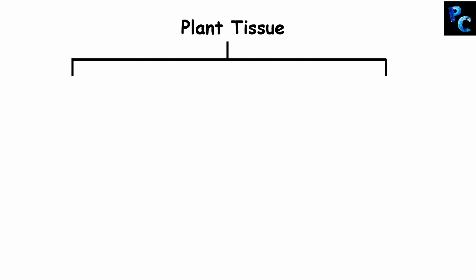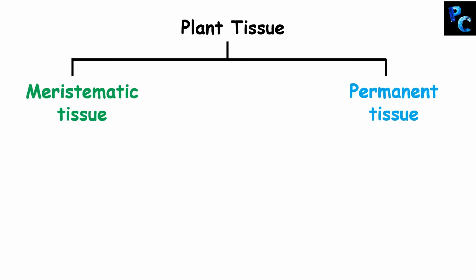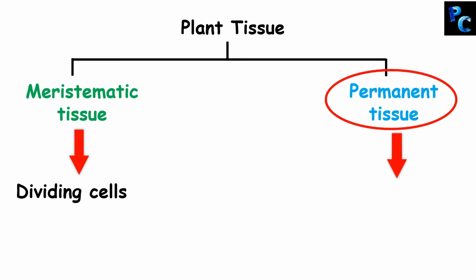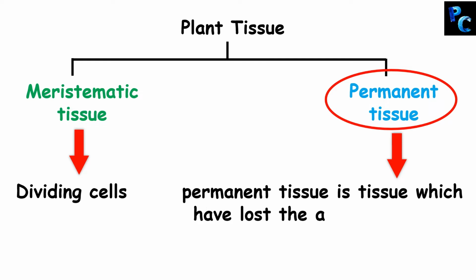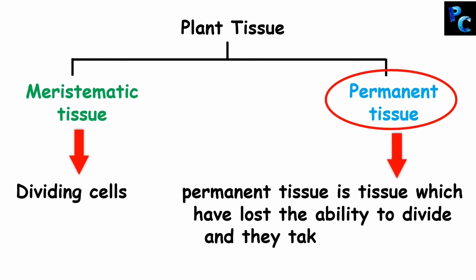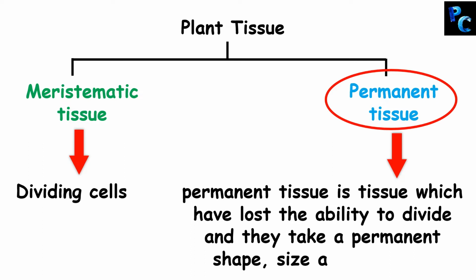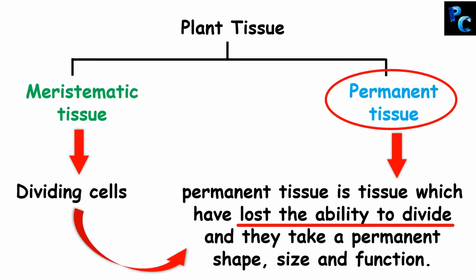So from the last video, we know that plant tissue can be divided into two types, the meristematic tissue and the permanent tissue. We also know that meristematic tissue are the dividing tissue. Then what are permanent tissue? Permanent tissue is the tissue which have lost the ability to divide and they take a permanent shape, size and function. They are derived from meristematic tissue. So basically they cannot divide anymore and they have a specific function.